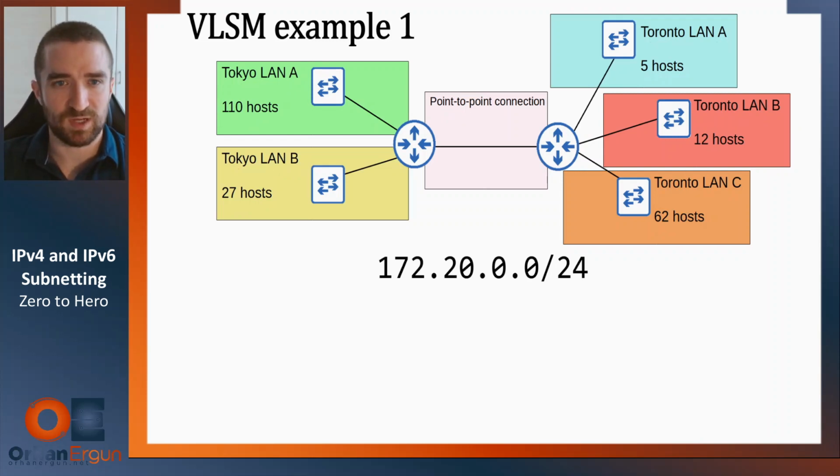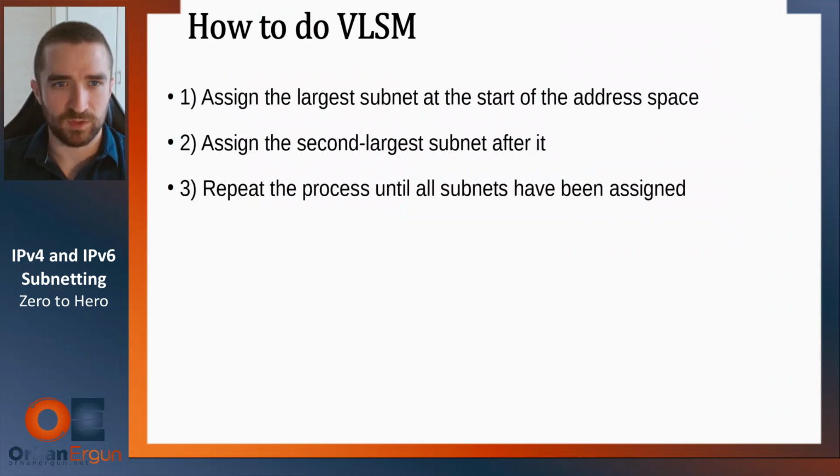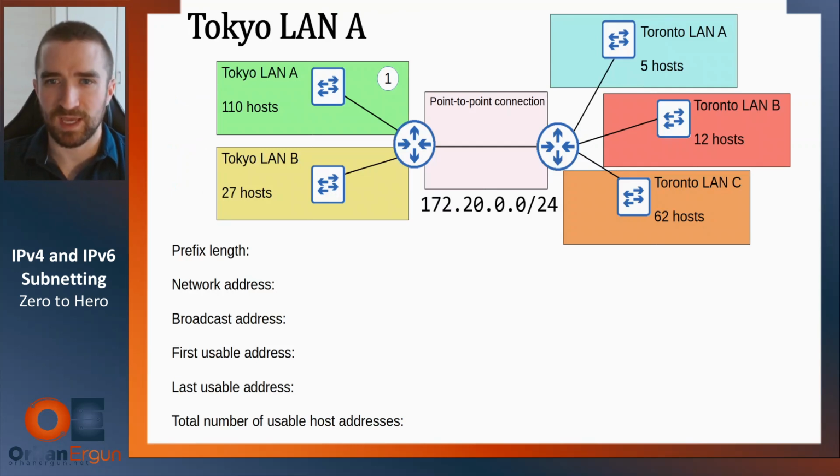So how can we do this process? Well, let's review. First, assign the largest subnet at the start of the address space. Okay, so which of those subnets was the largest? Which one required the most hosts? That is Tokyo LAN A. Notice I put the 1 here. That's the one we're going to do first.